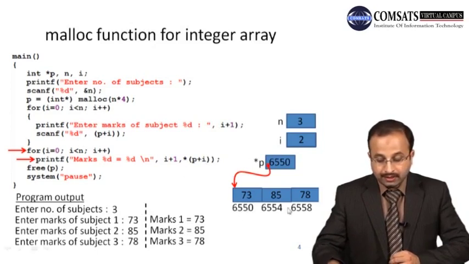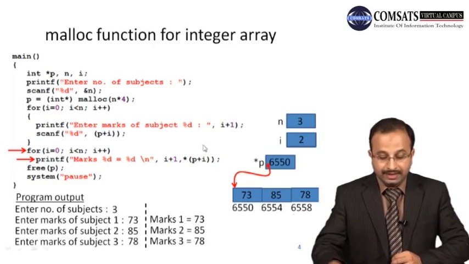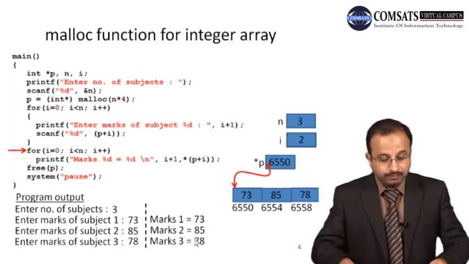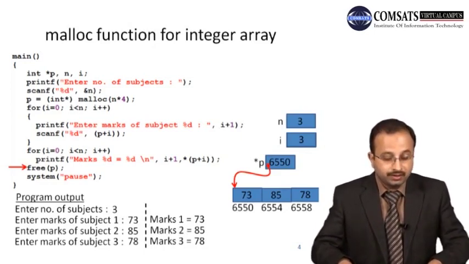ठीक है, इसमें 8 ऐड कर देंगे, that will be this value, and that value will be printed over here. So static 6558 is value at address 6558, that is 78, so that value will be printed over here. Now the condition in the for loop becomes false, and then it comes to the free function. So free means it will deallocate the memory that was allocated.